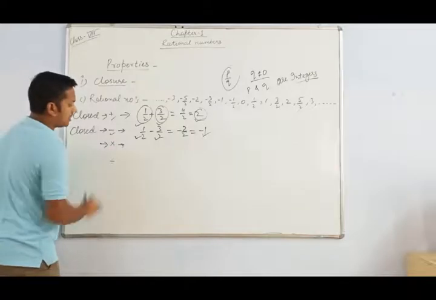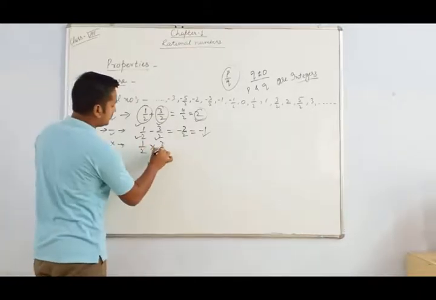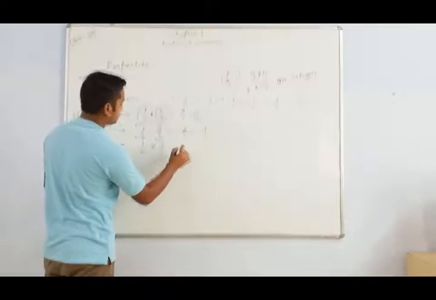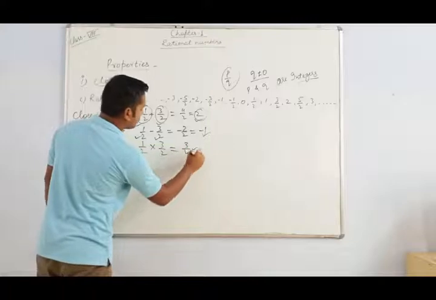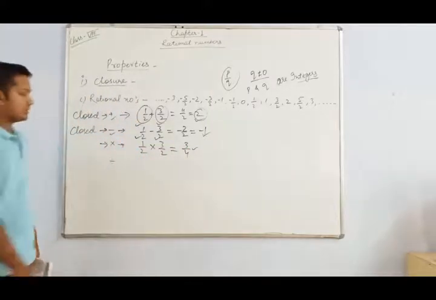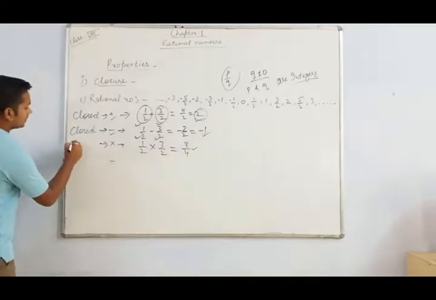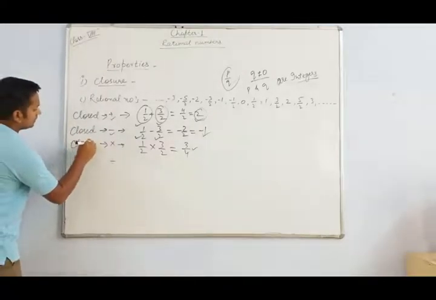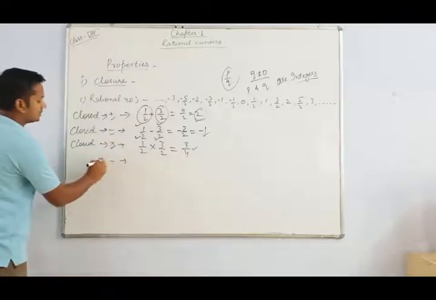Now the same for multiplication. Rational number 1 upon 2, rational number 3 upon 2. The multiplication of these two will give you what? 3 upon 4, and it is also a rational number, because the rational number set contains these numbers as well. So you can say rational numbers are closed under the operation of multiplication.